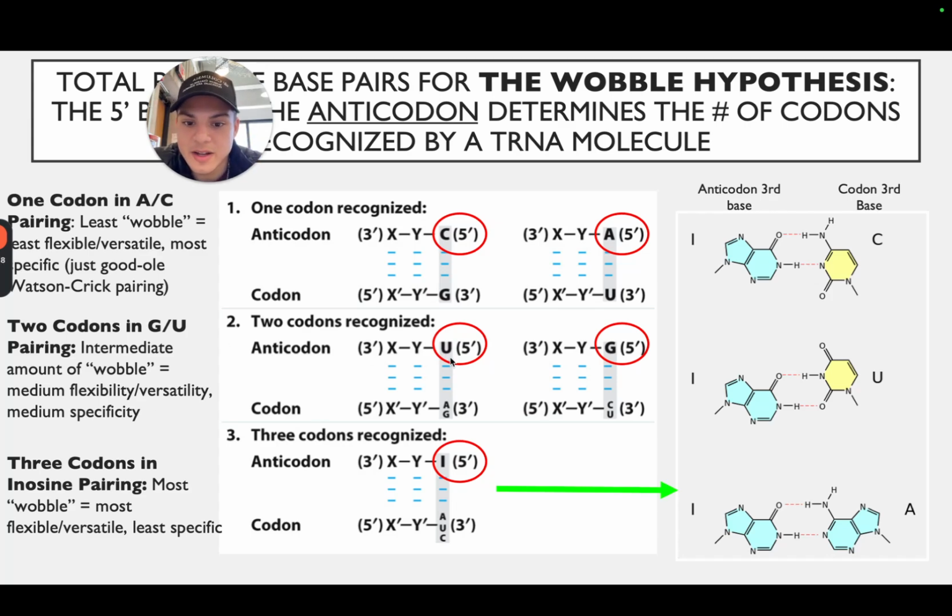So for here, if we have a U, A or G can bind onto it. Remember, U is a pyrimidine. A and G are purines, so both of the purines can combine with the uracil. Now for the G, it's a purine, and either of the pyrimidines can bind onto it, and that's just because of the extra space. Now, note that A only binds onto U specifically, and then C only binds onto G.